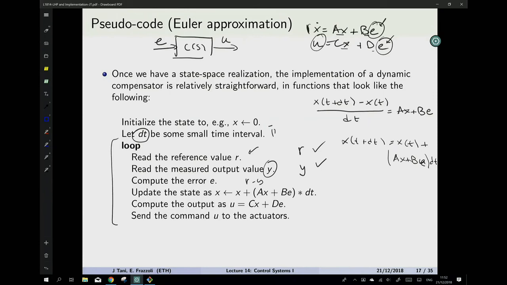You can compute u directly because C, E, and D are given. They send u to the actuator, so you continue doing this forever, and you've implemented your controller.